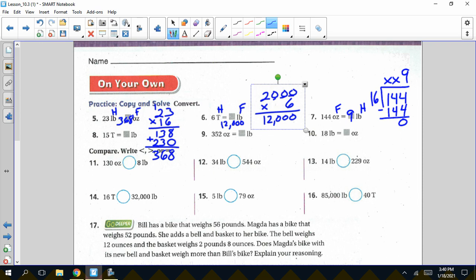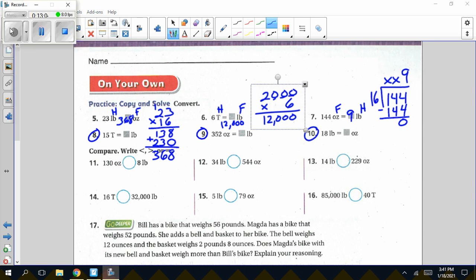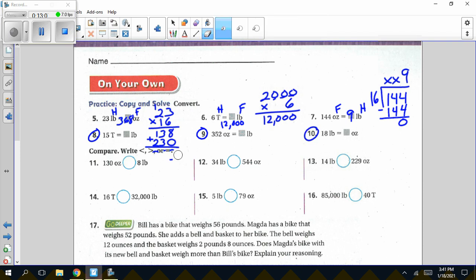I want you to do numbers 8, 9, and 10 on your own. Remember, do horse to fly, multiply, or fly to horse, divide, of course. And remember, you're using 16 when you're dealing with ounces and pounds, and you're using 2,000 when you're doing pounds to tons. So press pause, work those 3 out. I'm going to go ahead and erase this and then press pause so we can work out 8, 9, and 10. When you press play, you'll reveal the answers again.